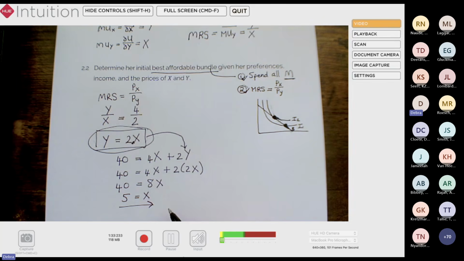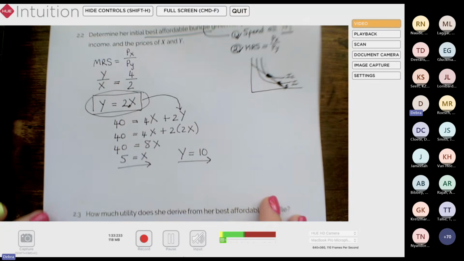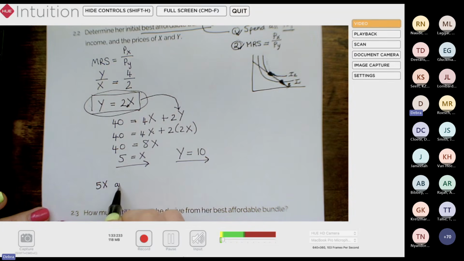How much Y should I be buying? Well, I already know it needs to be 2 times my X. So Y is 10. So my best affordable bundle is going to be 5X and 10Y.